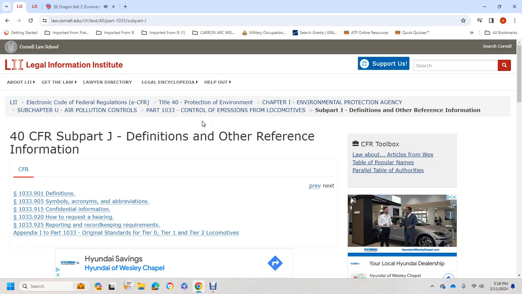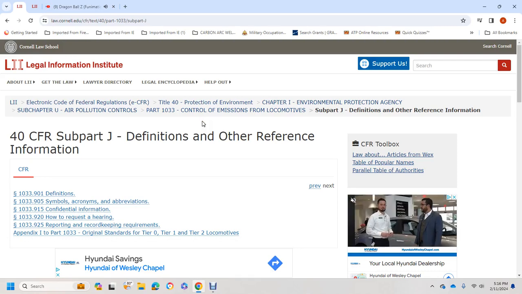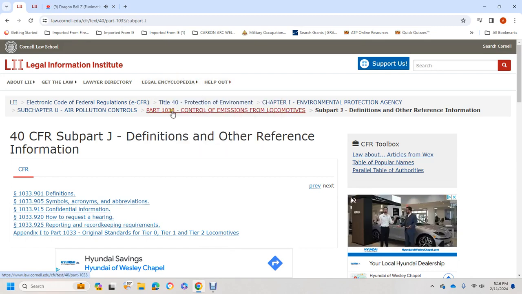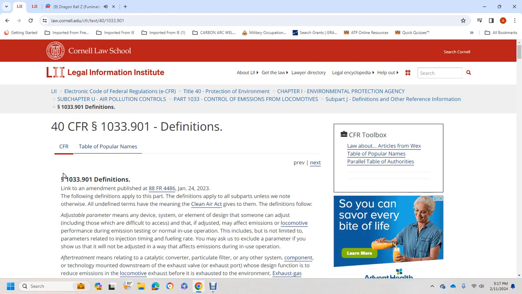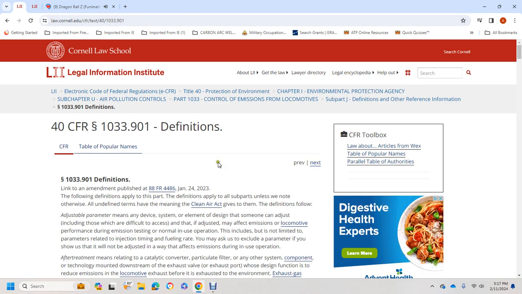Alright, Title 40, Subpart J, Definition of Other References and Information, Part 1033, Control of Emissions from Locomotives. The following definitions apply for this part. The definitions apply for the subparts on the left of the note, but otherwise undefined terms have the meaning that the Clean Air Act gives to them. The definitions below.